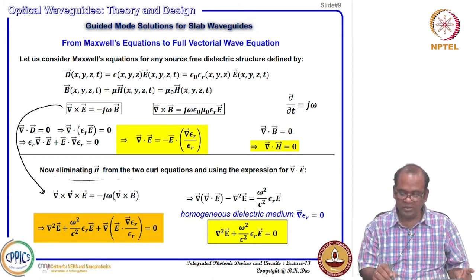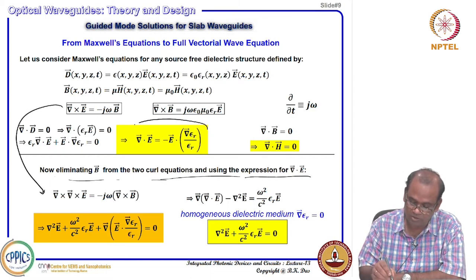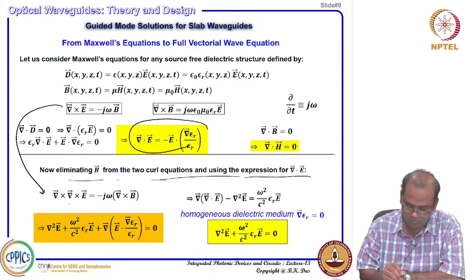Now, eliminating B from the two curl equations and using this expression. How to eliminate? We have to take curl, because if you take curl, this side will be curl of B, and this curl of B can be replaced here. That is the objective.